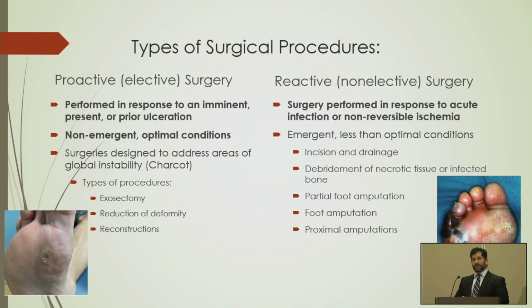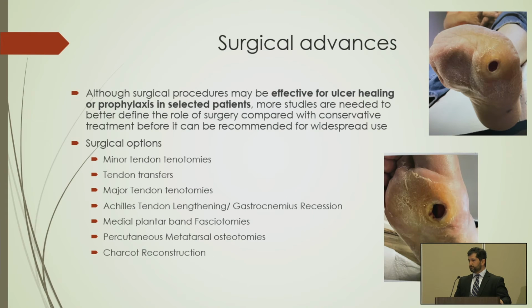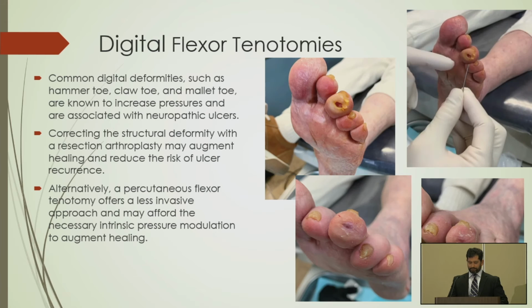And it's nice to be proactive in this situation, as we can optimize the patient vascularly and give them the best chance to heal and prevent further wounds. So, elective surgery to prevent ulcerations, or prophylaxis, is a great option in select patients. Some of the procedures I perform are minor tendon tenotomies, tendon transfers, major tendon tenotomies, Achilles tendon lengthenings, gastrocnemius recessions, medial plantar band fasciotomies, percutaneous metatarsal osteotomies, and Charcot reconstruction.